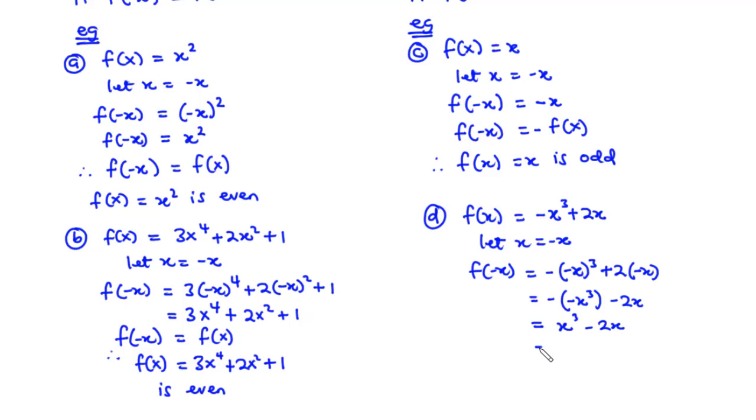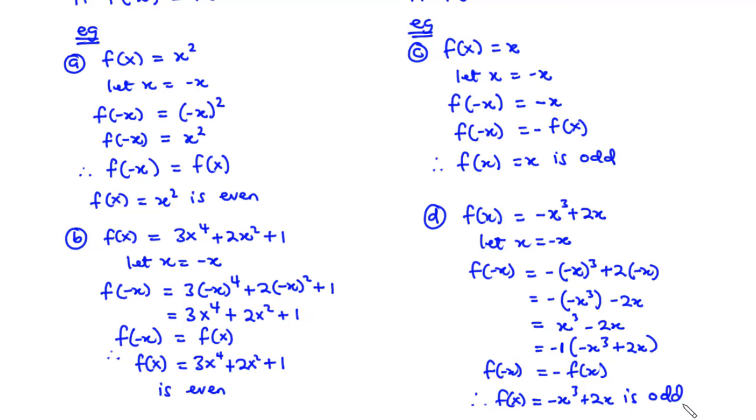Now better still, we can factor out negative 1, so that inside of this bracket we have negative x cubed plus 2x, so that what's in the bracket is exactly what we have as f of x. Then we say that negative 1 times f of x is the same as negative f of x. Therefore, since f of negative x is equal to negative f of x, it means that f of x, which is equal to negative x cubed plus 2x, is an odd function.